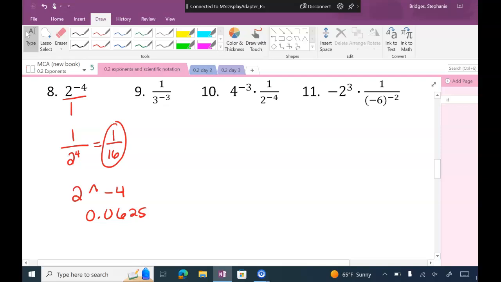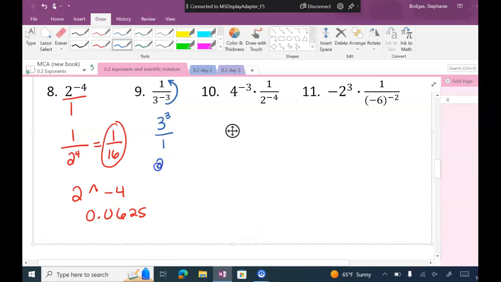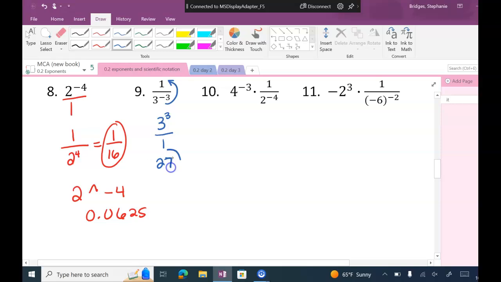All right, number 9 says 1 over 3 to the negative 3, but I cannot leave negative exponents. Where is my base 3 right now, in the top or the bottom? In the bottom. So to make that exponent turn positive, it's going to move to the top, and it just becomes 3 to the 3rd. Technically over 1, but do we have to write that over 1? No. And what is 3 to the 3rd power? 27.